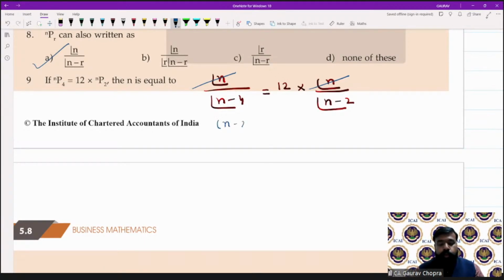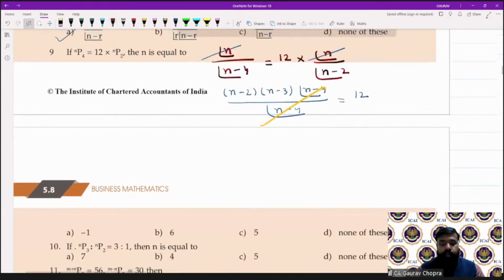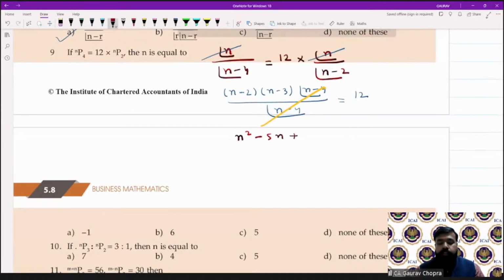So N minus 2, N minus 3, and then factorial N minus 4. In denominator, we are having factorial N minus 4 equal to 12. So N minus 4 will be cancelled. So what will be left? It will be N square minus 5N plus 6 equal to 12. So this will become the equation.